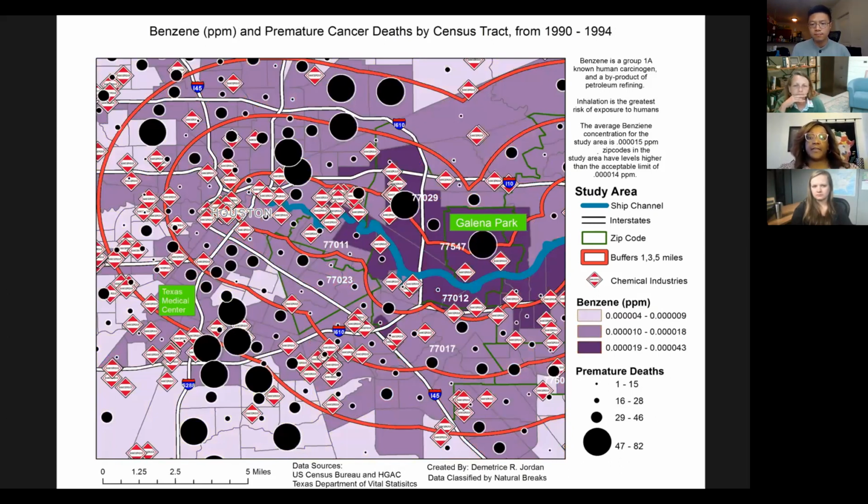Looking at benzene, there are 3 zip codes with the highest level of benzene, denoted by the dark purple shading, which of course includes Galena Park as previously indicated, and the clusters around them of the chemical companies within those same zip code boundaries. The chemical companies are designated by the diamond type shield for the chemical industries. In this image, more than the others, the higher death numbers seem to tightly align with the location of the chemical companies.